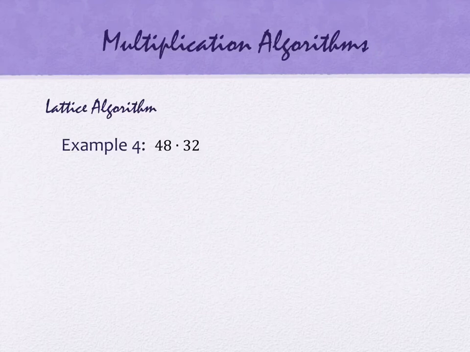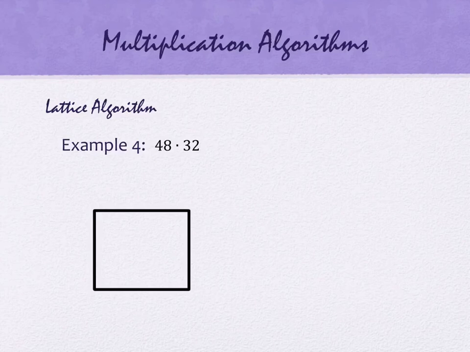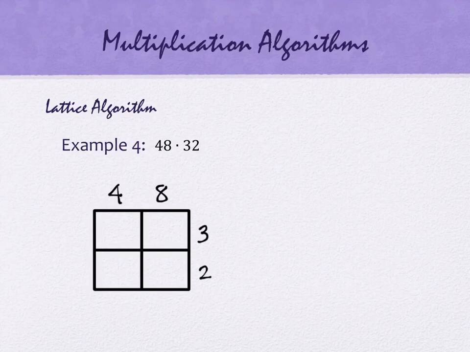So let me show you lattice. I've mentioned the lattice algorithm for addition already, and it's very similar. So we're going to create a rectangle like we did before, a 2x2 rectangle because I have 2-digit numbers. The difference in this method is that it is place value specific, but I don't write down 40 and 8. I just write down a 4 and an 8. And I don't write down 30 and 2. I just write down a 3 and a 2. Okay, so I just use the single digit in the place values.